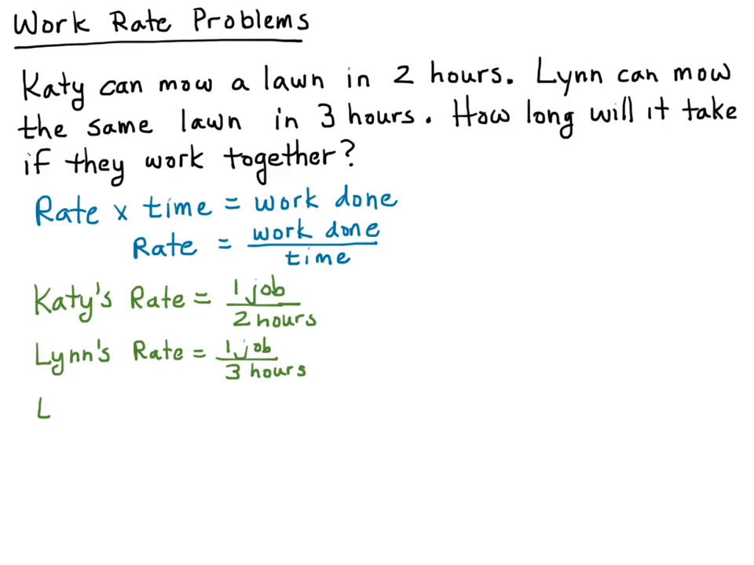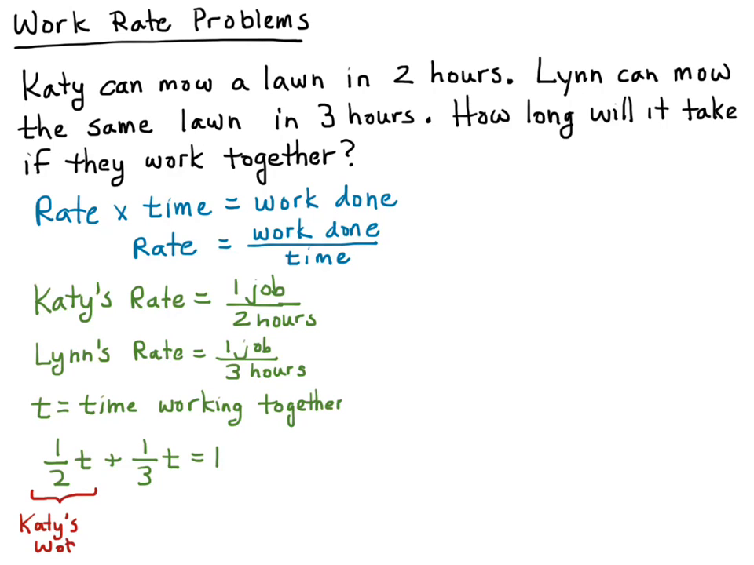And they're going to work the same amount of time. So if I define t as the time they work together, I'm going to say, okay, Katie's 1/2 times time plus Lynn's 1/3 times time will equal, they're only going to do the one job, so it's going to equal 1. So this is what our equation ends up looking like. So there's Katie's work, there's Lynn's work, and we're doing one job.